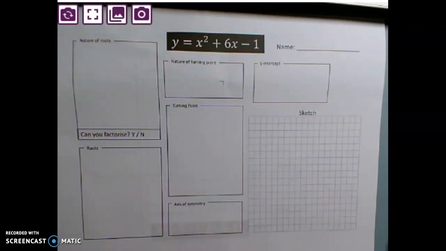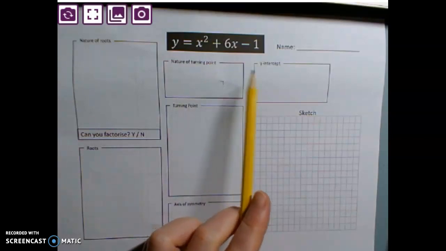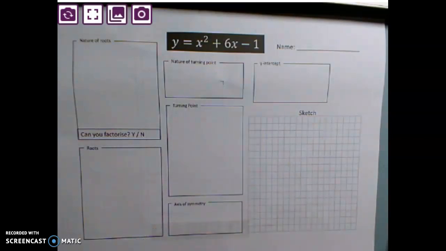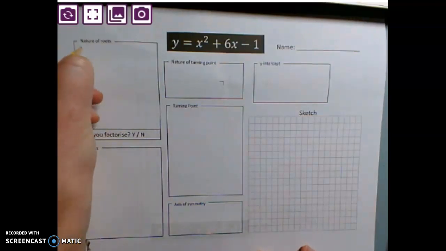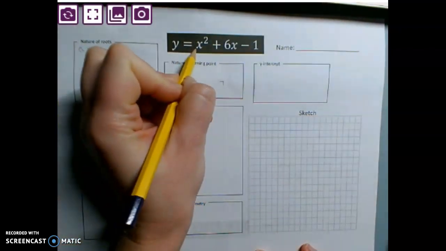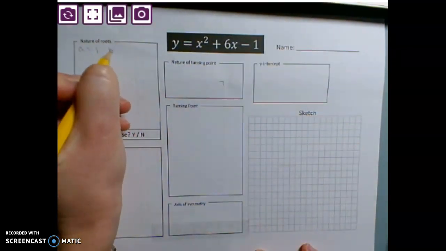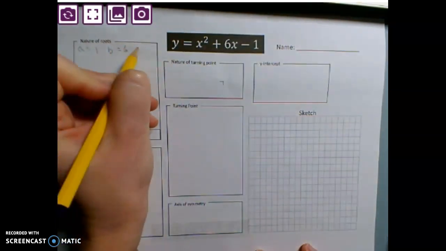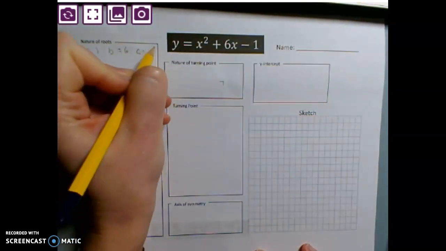So let's pull everything we've learned about quadratics together. Here's a question: y equals x squared plus 6x minus 1. We want to use all of our knowledge to find all of the information we can and to sketch it. I'm going to start with the nature of the roots. So let's start with finding what a, b, and c equal. a equals 1, the term in front of the x squared, b equals 6, and c is negative 1.